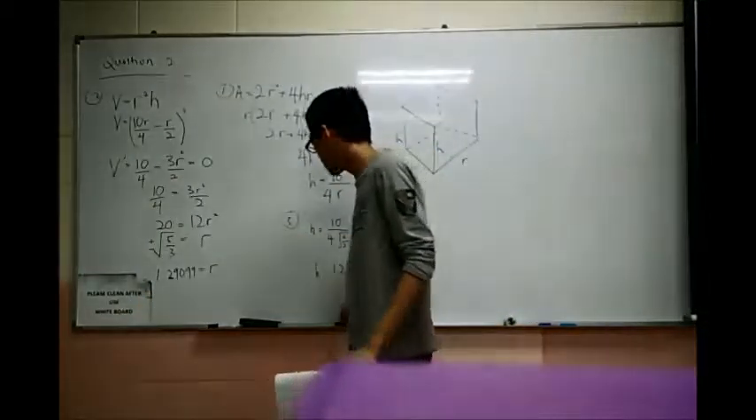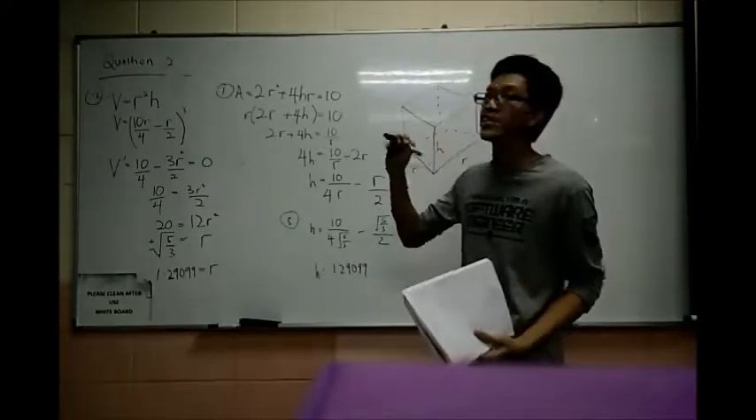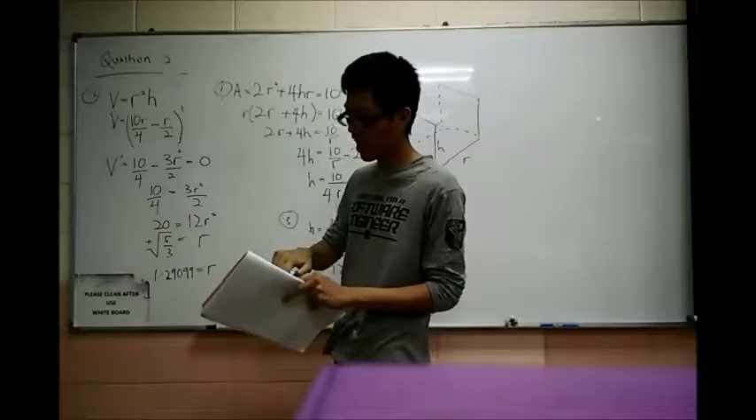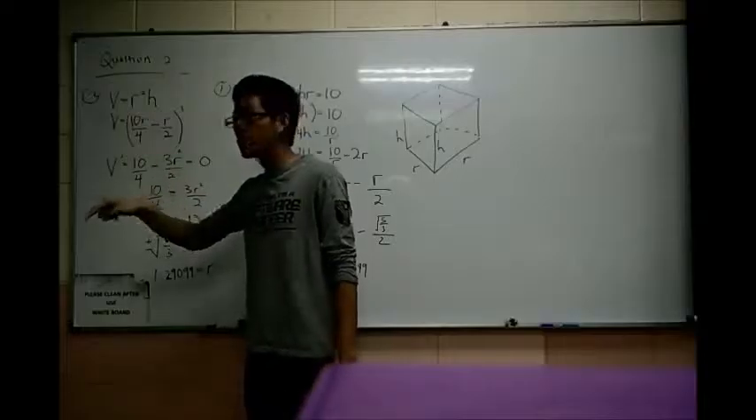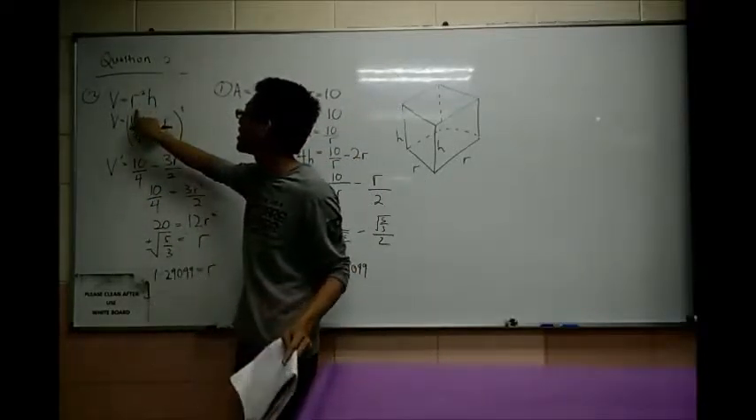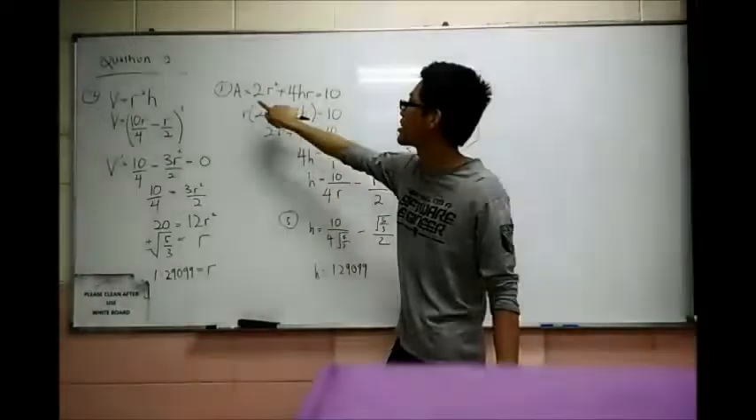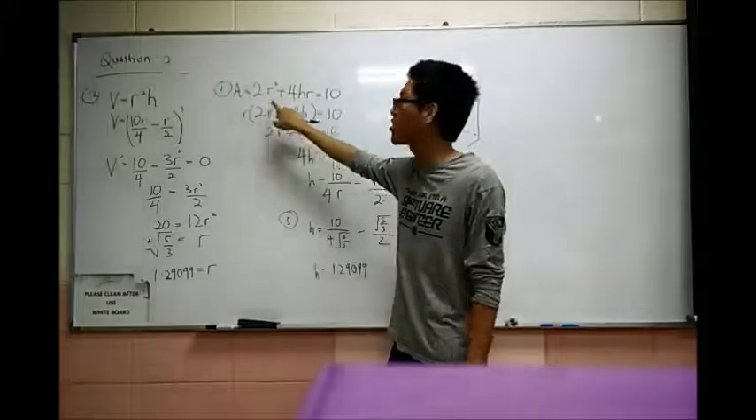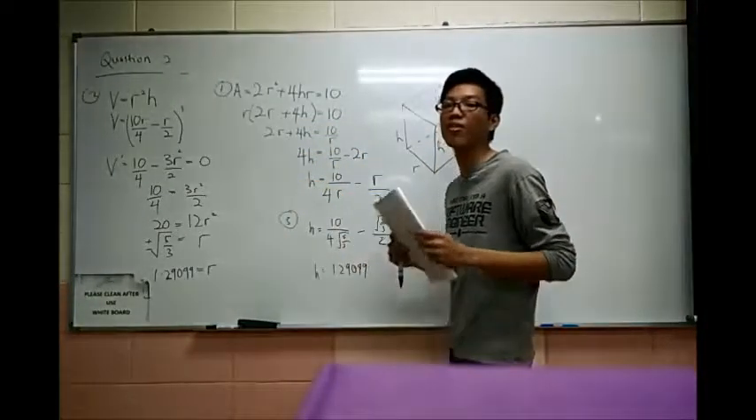Now question number 2. In question number 2, we have to find the maximum volume by using 10 square meters of area. Here I have the formula for the volume, which is the bottom width times the length, which is the same, so I use R for both. So R squared times height, h. And this is the formula for the area. This is 2R squared, which is the top and the bottom of the box, and 4hR, which is the four sides of the box.